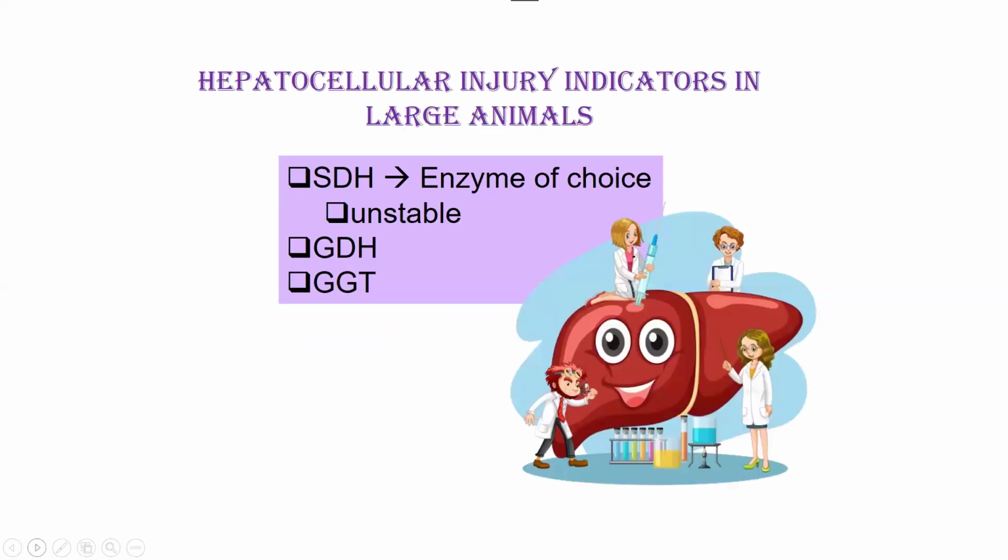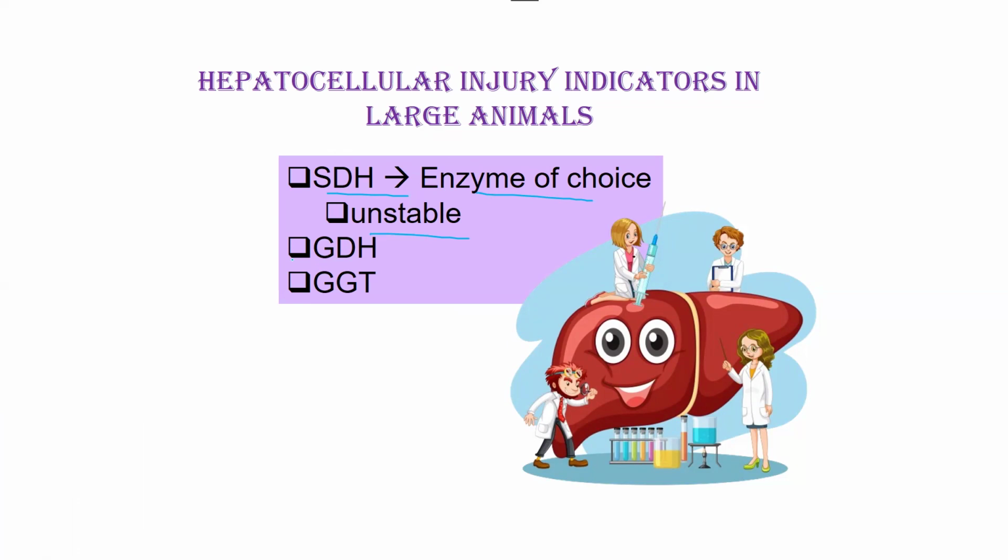Before starting these enzymes, when we talked about ALT, we saw that in large animals, ALT is not a good indicator of hepatocellular damage. So what we prefer in the large animals is SDH, GDH, and GGT, in which SDH is the enzyme of choice, but it's unstable. So it's unstable and difficult to measure.